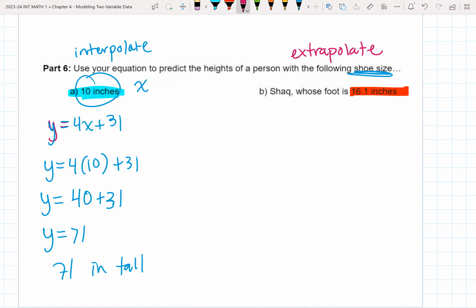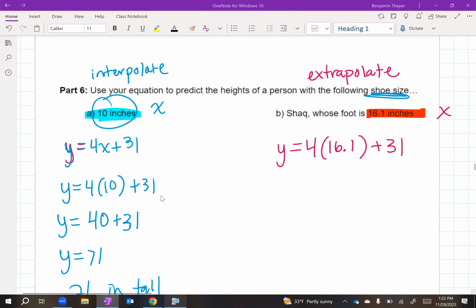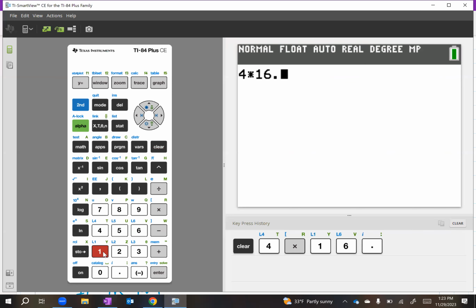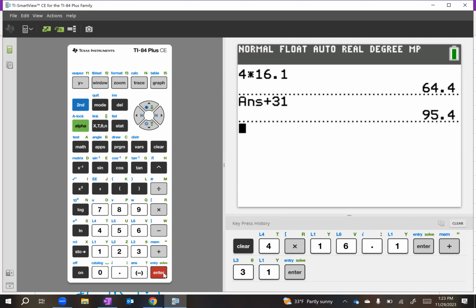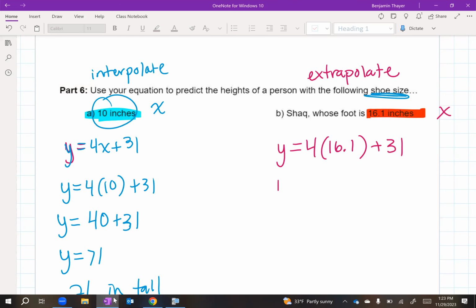Going over here on the right side, we have a prediction beyond what our data shows on our scatter plot. Again, it's going in for x though. So we'll hop on the calculator and do 4 times 16.1. And we'll add 31 to that to get 95.4. So we would expect someone with a shoe size or foot size of 16.1 to be 95.4 inches tall in height.